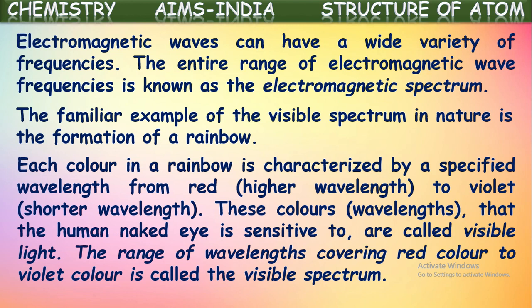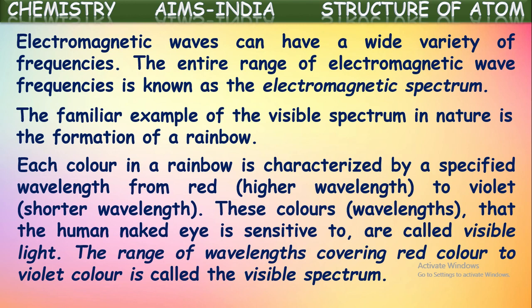So violet has the shortest wavelength among these 7 colors, which represents the higher frequency. Red has lower frequency, violet has higher frequency. So frequency gradually increases from red to violet. In terms of wavelength, what happens? Red has a greater wavelength, whereas violet has a shorter wavelength.